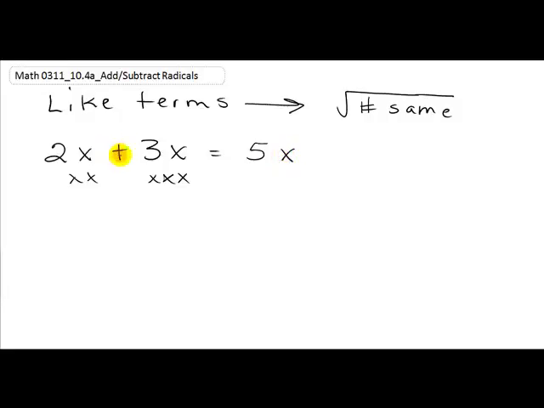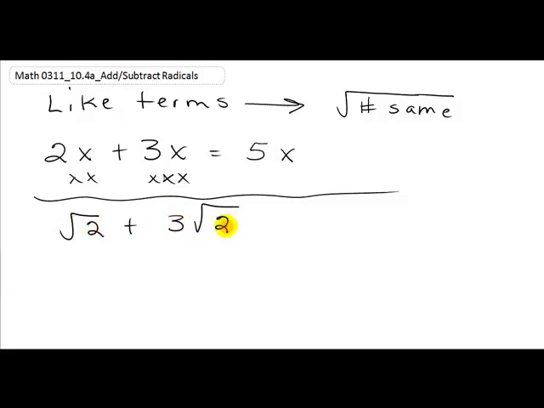So remember, when we're adding like terms, the like term doesn't change. So in the same sense, if we have the square root of 2 plus 3 times the square root of 2, we're going to add these. They're like terms because of what is under the radical. And we want to remember that in front of this one, even though we don't see it, there's a 1. So when we go to add these, we're adding the 1 and the 3 to get 4 times the square root of 2 for our answer.